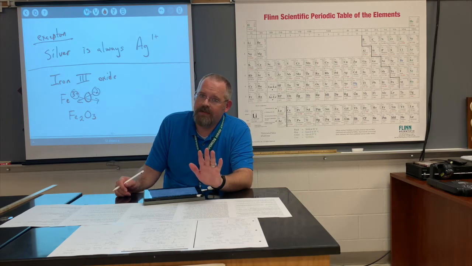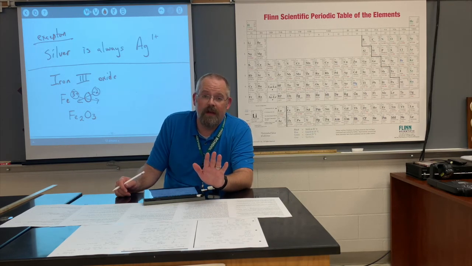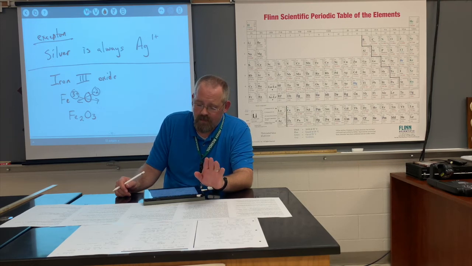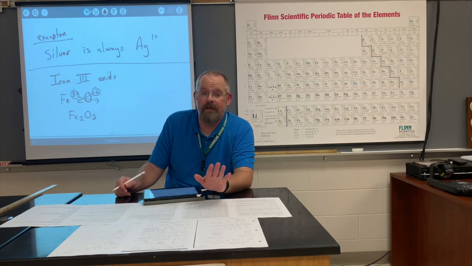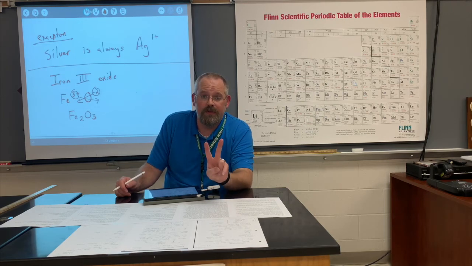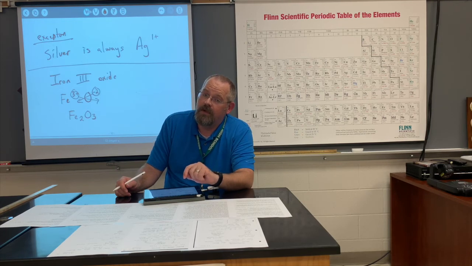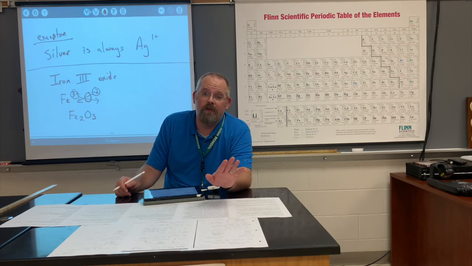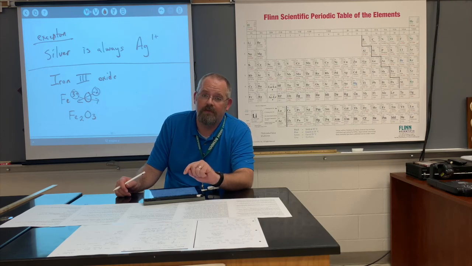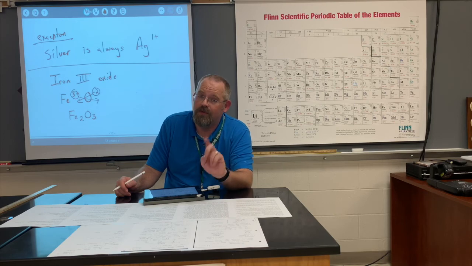Now, not every transition element has multiple ways to write it, but some of them do have 2 and 3 different types of valence electrons. So what you're going to assume is that if there is not a Roman numeral, assume it's a 2, unless it's silver. So if there's no Roman numeral, it's a 2, silver is a 1. You're never going to have silver Roman numeral 2 because it doesn't exist.